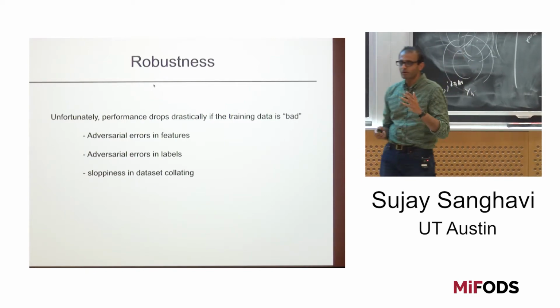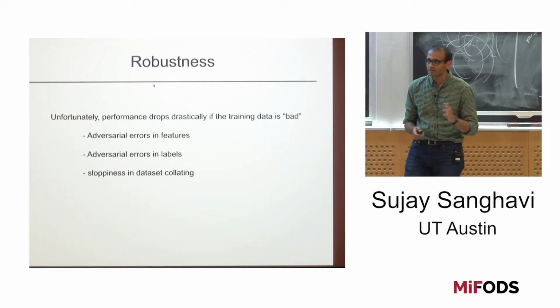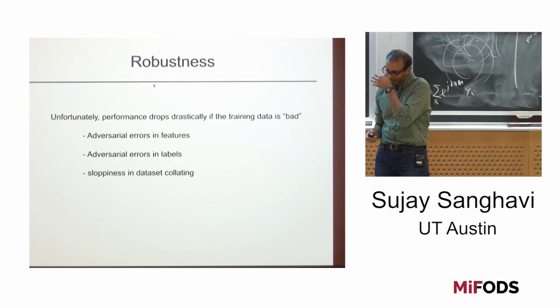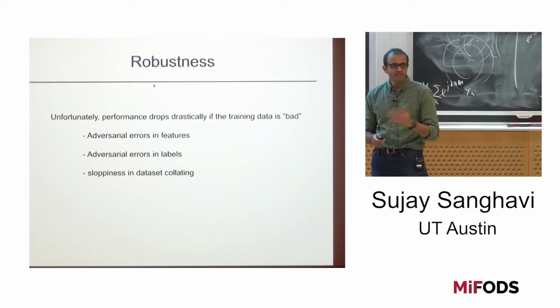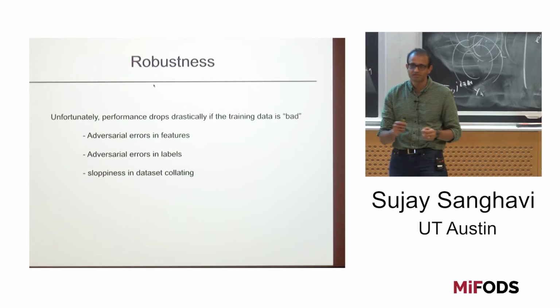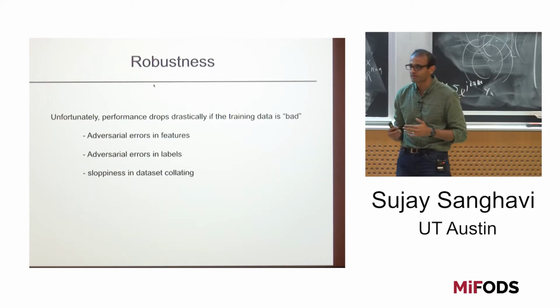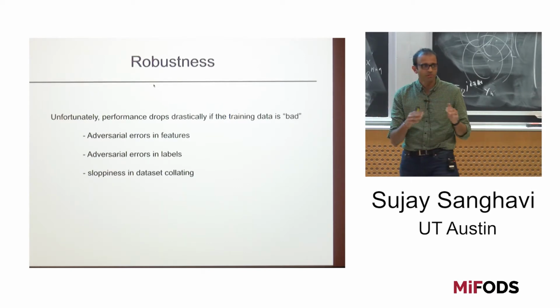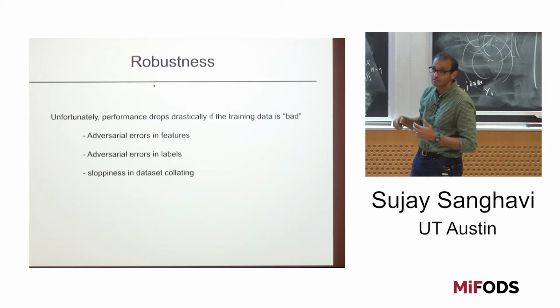I'm going to talk about bad training data in a kind of loose sense, but at a high level, we can think about three different kinds. One is adversarial errors in the features, where people are changing pixels in the images. That is super hard, and there's been a lot of interesting work on it. I am pretty much not going to talk about that kind of error, okay? That's the hardest kind of error to deal with.